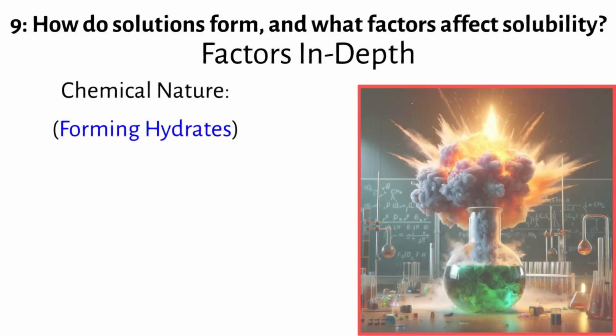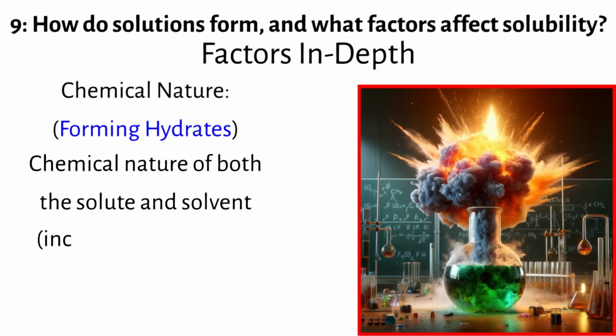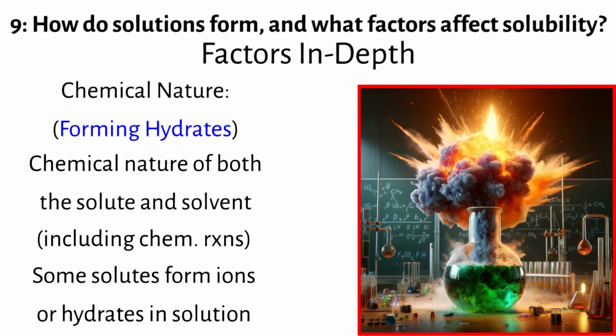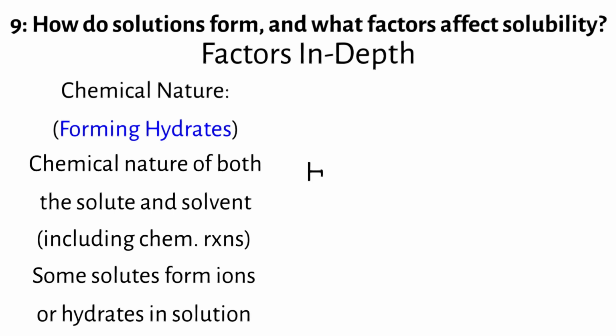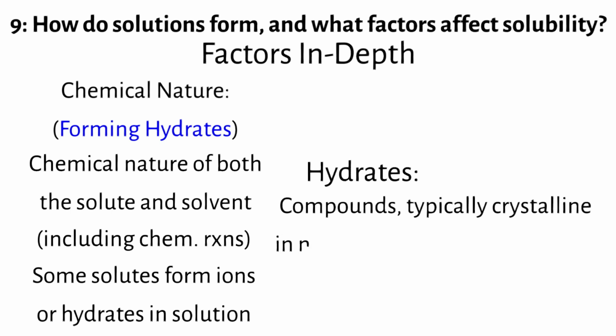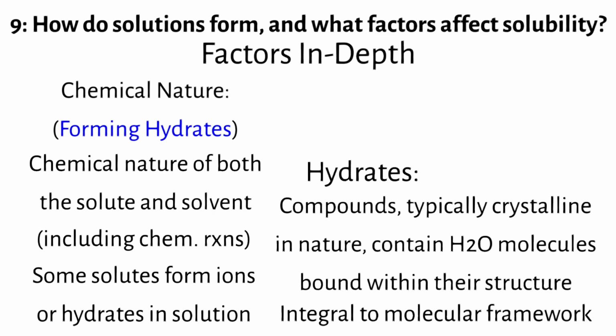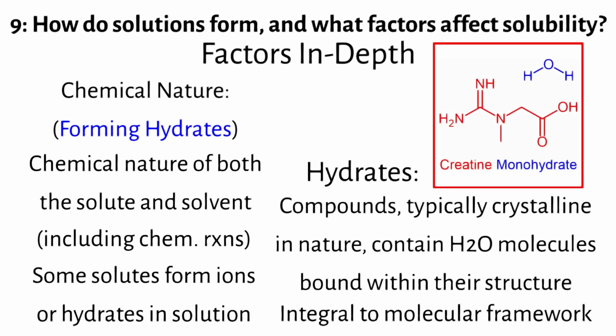Chemical nature. The chemical nature of both the solute and solvent, including any chemical reactions that may occur between them, can affect solubility. Some solutes form ions or hydrates in solution, altering their solubility characteristics. Hydrates are compounds, typically crystalline in nature, that contain water molecules bound within their structure. These water molecules are not just physically mixed into the compound, but are integral to its molecular framework, often bound to a host molecule through coordination links or hydrogen bonds. An example of a hydrate is creatine monohydrate, a popular workout supplement.